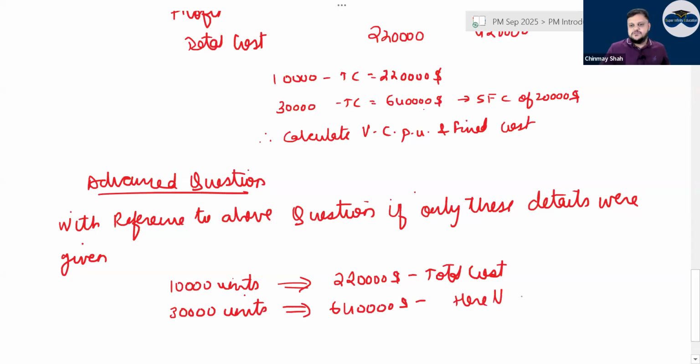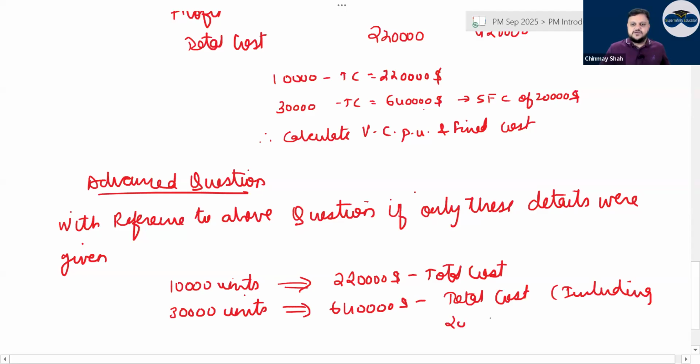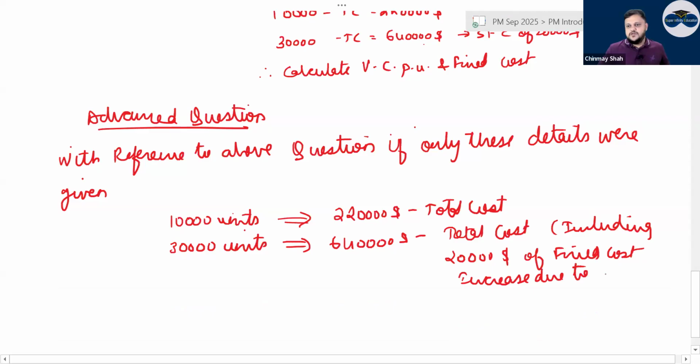Here, ये total cost पहले एक मिनट, total cost including $20,000 of fixed cost increase due to volume increasing.